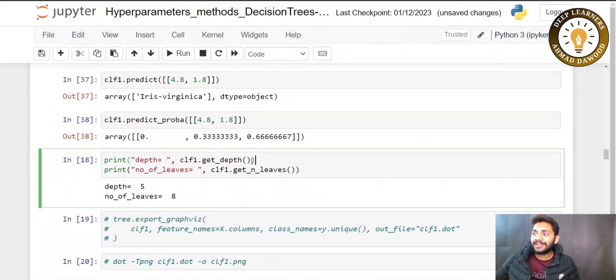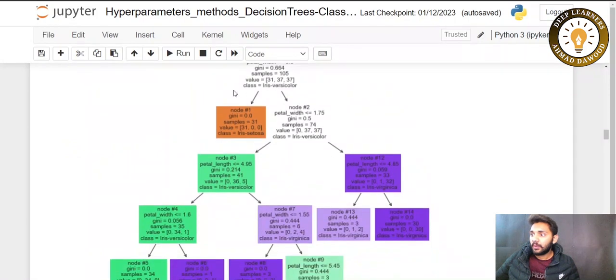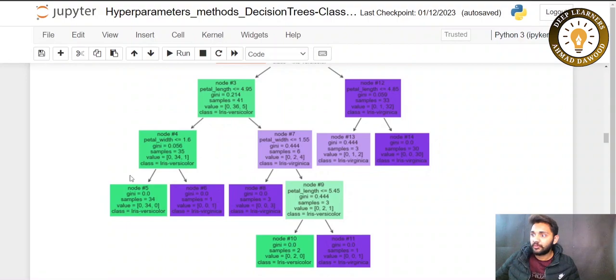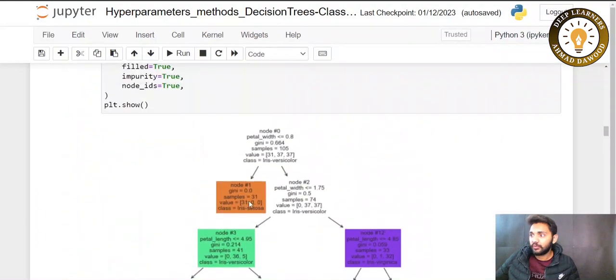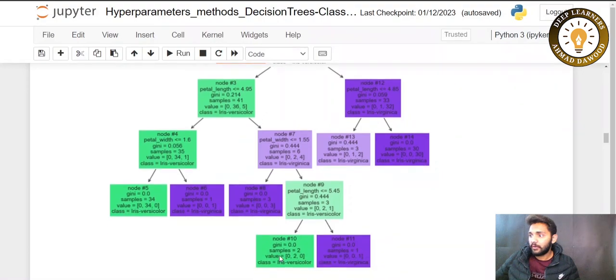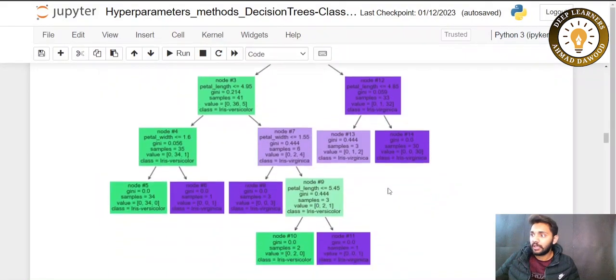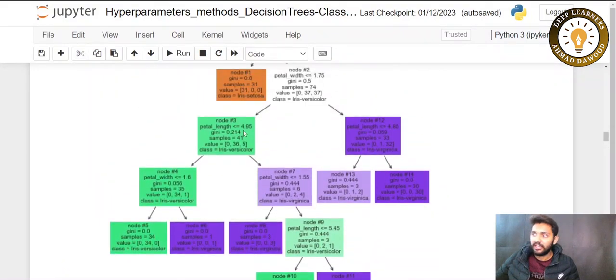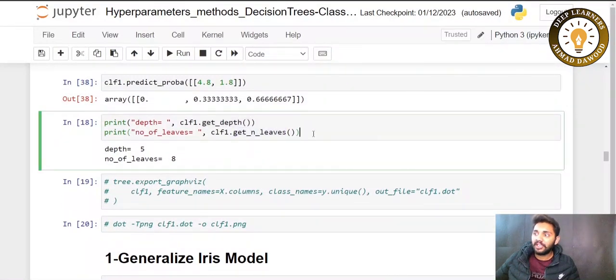Okay, so the get_depth function you can use to see the depth of the tree, here the depth is 5 and the number of leaves is 8. You can see at this stage there is depth 1, at this stage depth 2, depth 3, depth 4, and this stage depth 5. And for the number of leaves, it says there are 8 leaves, so here we can see 1, 2, 3, 4, 5, 6, 7, 8. Yes, there are a total of 8 leaves. You can use the get_n_leaves method.